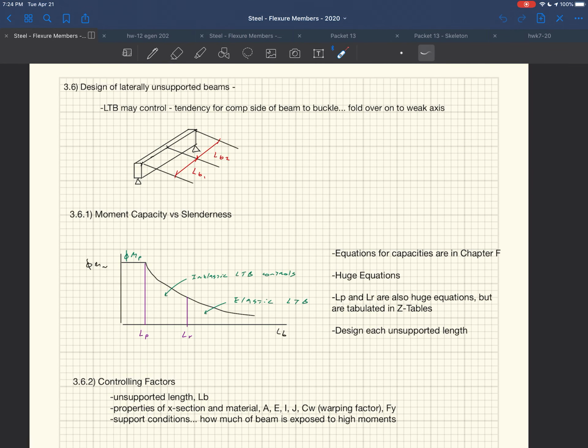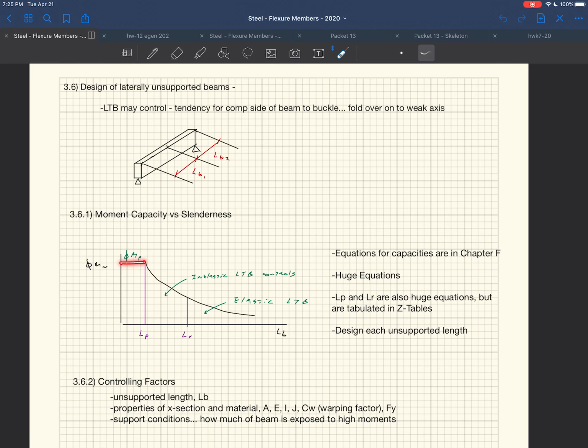Just like all the other things we've been designing, there are capacity curves. There's some slenderness ratio for flange local buckling: bf over 2tf. For web buckling, it was h over tw. And here, the instability is based off our unsupported length, how big this Lb gets. If Lb gets really big, then lateral torsional buckling is more of an issue and our capacity goes down.